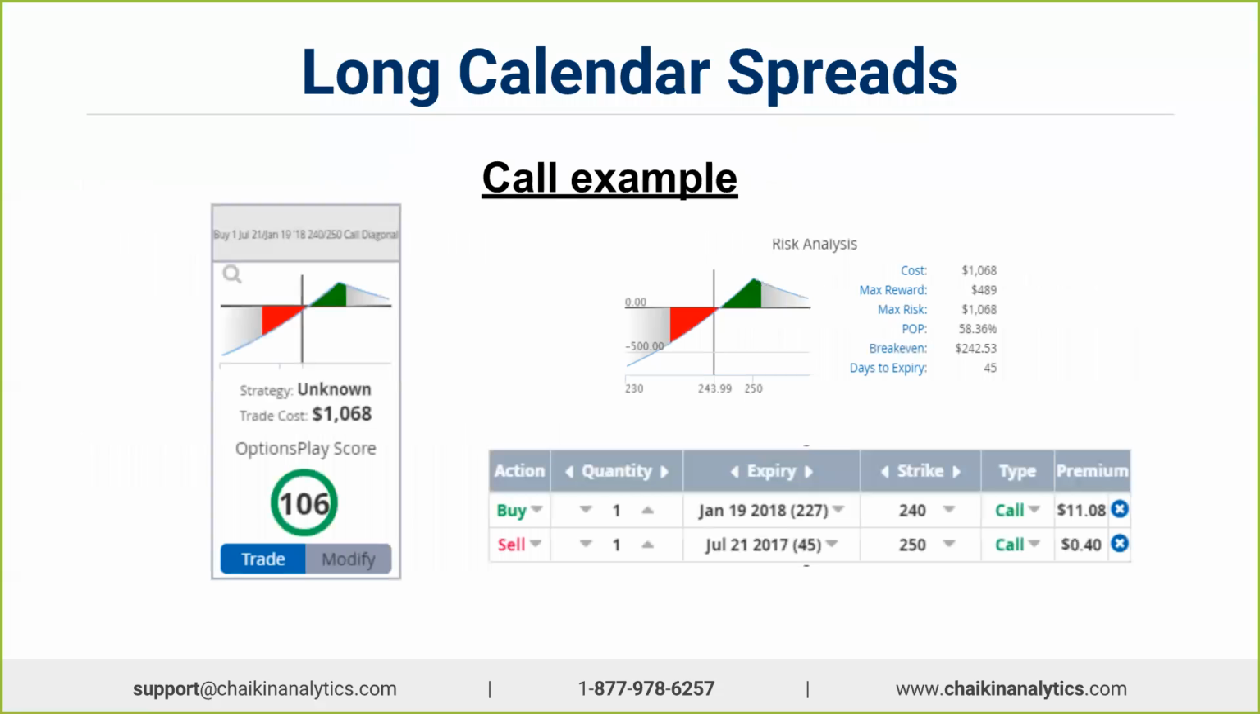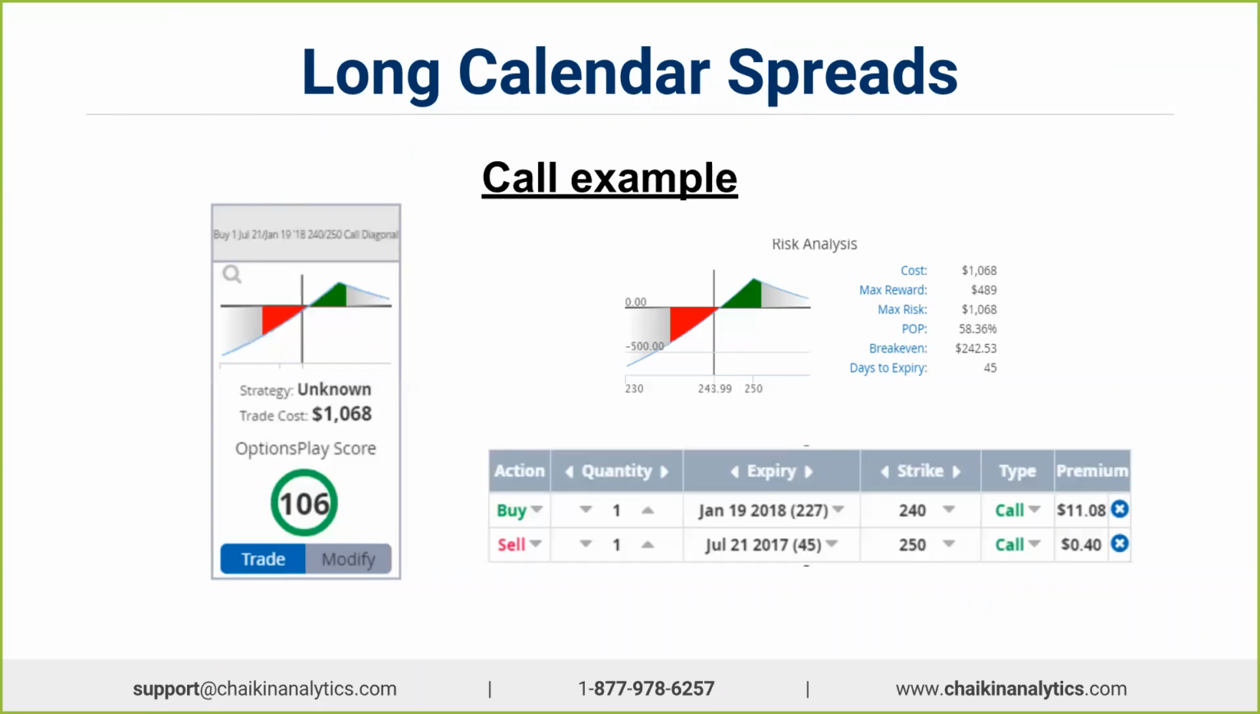Let's look at the long calendar spread example. These are examples that I took off of the SPY. And these are not screenshots from today, just so you know. But they are screenshots from our Options Play feature. It's a great feature. I use it all the time. Helps me quickly analyze these.